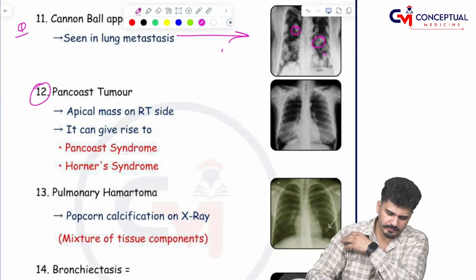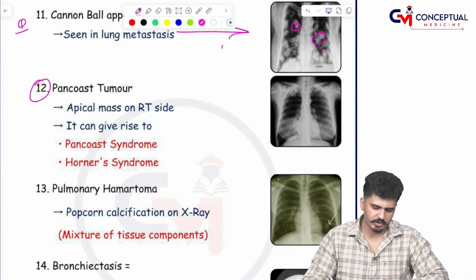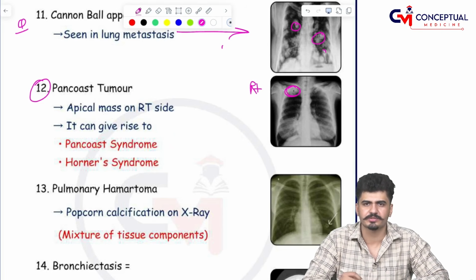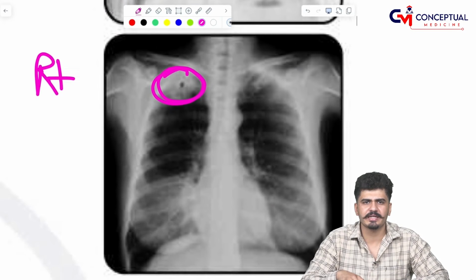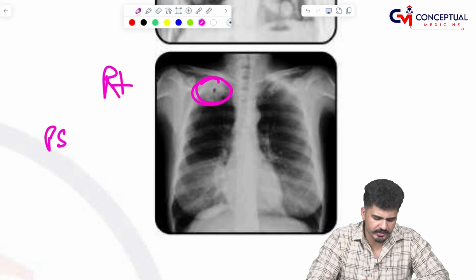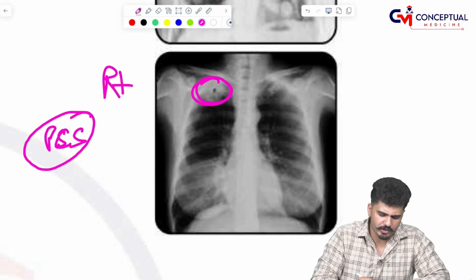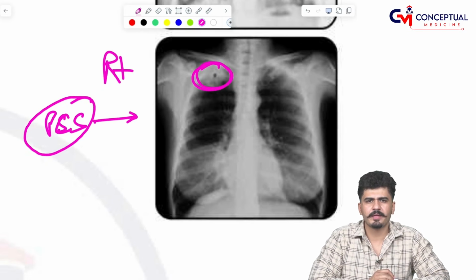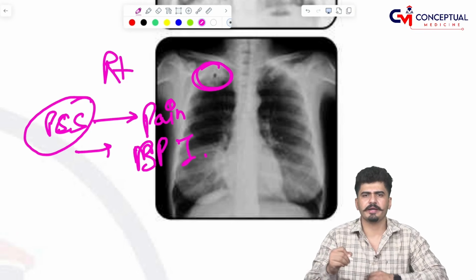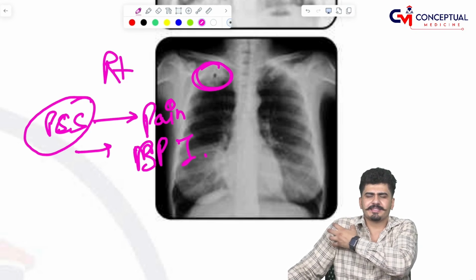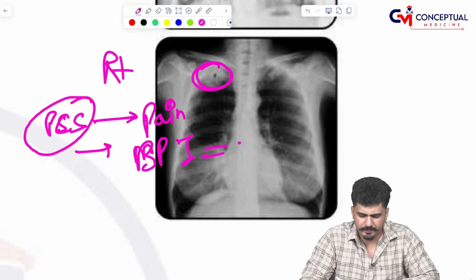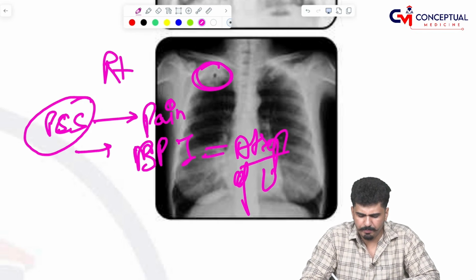Now, sir, Pancoast tumor. The most common area which Pancoast tumor is involving is the right side apical mass. You are going to see, you can very well appreciate right here, sir, in the right place, an apical mass. Now, this will lead to the Pancoast syndrome. In Pancoast syndrome, you are going to have pain, you are going to have brachial plexus involvement. If it is growing big, the brachial plexus involvement will be there. And sir, there will be an atrophy of the upper limb muscle, sir.